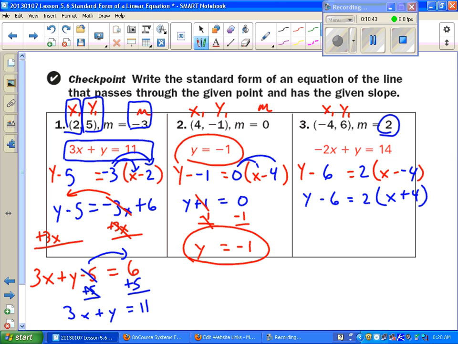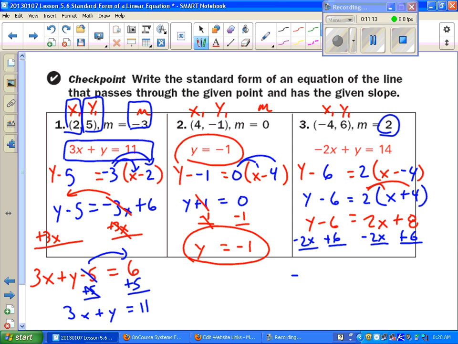You need to get rid of the parentheses by distributing 2 times x, which is 2x, and 2 times 4, which is a +8. Notice at this step right here, you can combine 2 steps, and you could actually move your positive 2x over to the left by subtracting it on both sides, and you can move your -6 over to the right by adding it on both sides. So you can actually accomplish both of those on the same step.